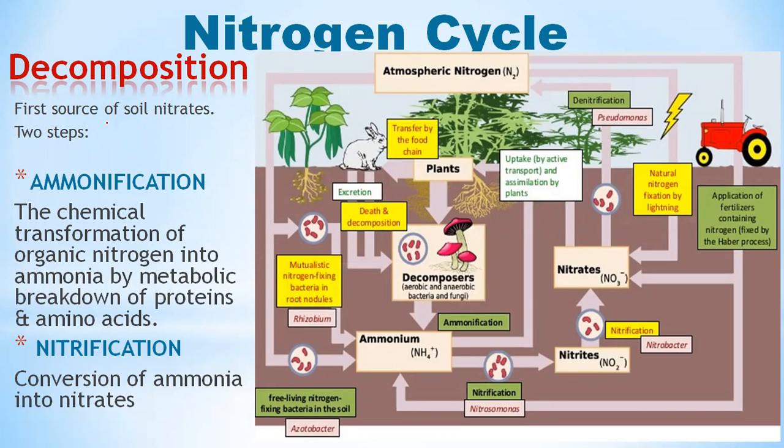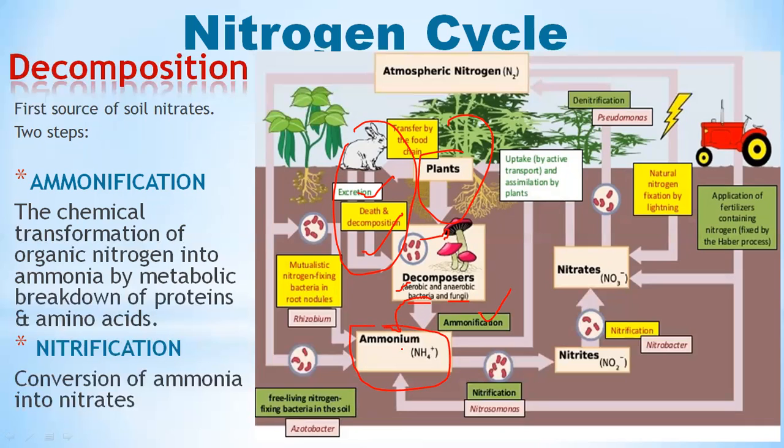Decomposition is actually the first source of soil nitrates. You can see in the diagram, these are the plants and animals, their excreta and their dead bodies, which are buried in the ground. They are decomposed by aerobic or anaerobic bacteria and fungi also. By that, complex nitrogenous compounds are broken down into simpler compounds that other organisms can utilize. These decomposers produce ammonium from them. That is called ammonification, ammonium or ammonia.